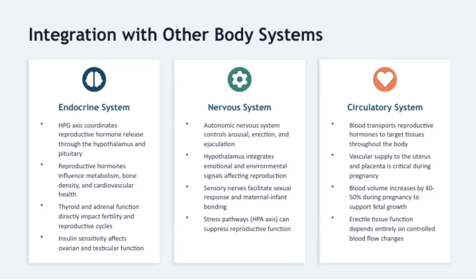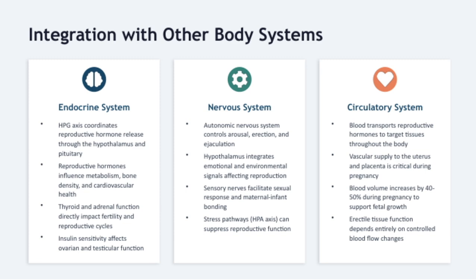Blood plays a crucial role in transporting reproductive hormones to their target tissues throughout the body, ensuring that these hormones can effectively regulate reproductive functions. The vascular supply to the uterus and placenta is especially critical during pregnancy, as it supports fetal development and sustains the pregnancy itself. During this time, blood volume increases significantly, by about 40 to 50%, to meet the higher demands of both the mother and the developing fetus. Erectile tissue function, for example, relies entirely on carefully controlled changes in blood flow. This highlights how vital the circulatory system is for reproductive processes.